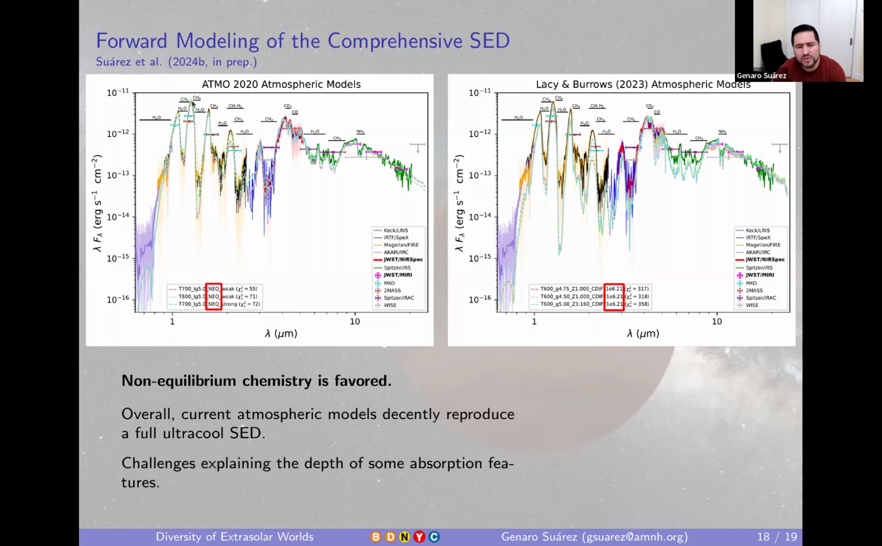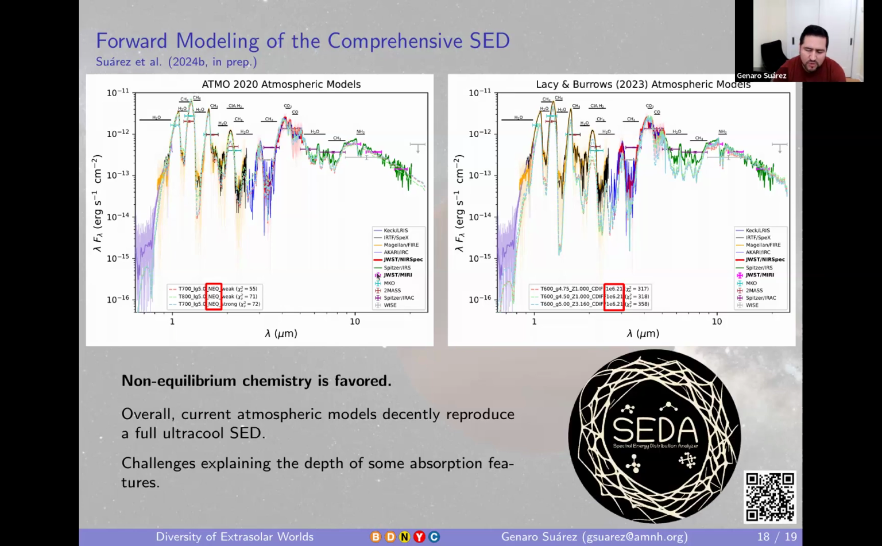And for this forward modeling analysis, we developed a Python package called SEDA, a Spectral Energy Distribution Analyzer, that will be released in this publication and that allows us to compare spectrophotometry to different widely used and recent atmospheric models. The code is already on GitHub, with a QR code, so it is available for the community.